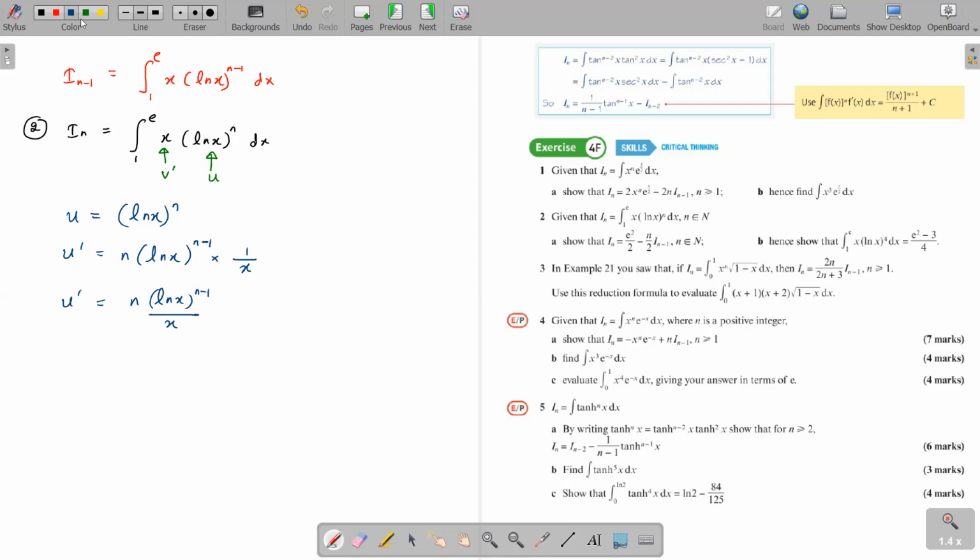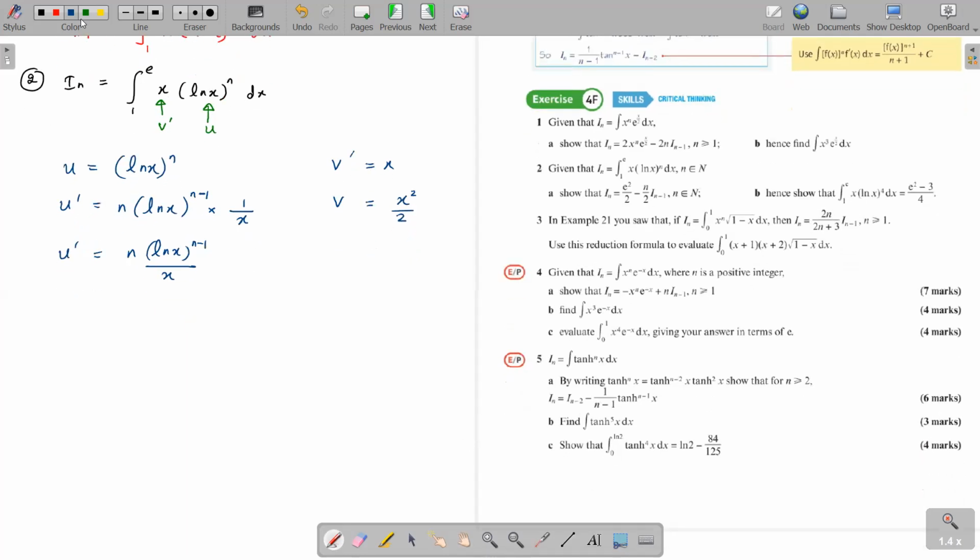Okay, then let's go for v dash to v. So v dash to v is integration. V dash is x. What will be v? You add 1 to the power and divide, because this is integration. Are you with me? Okay, then let's write down the integration.